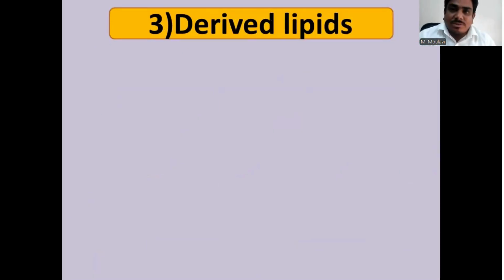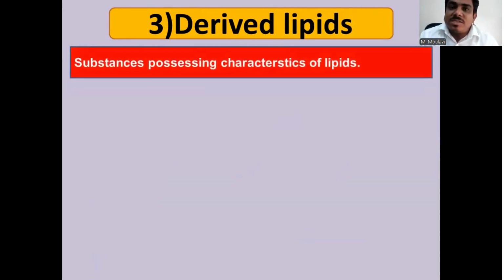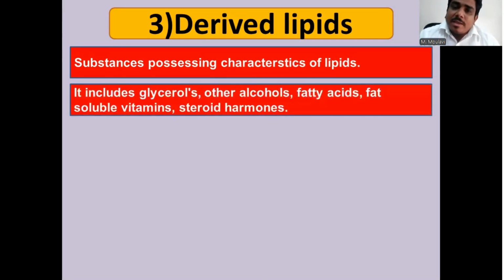First are the derived lipids. Derived lipids are derived from the simple lipids or the complex lipids by the reaction of hydrolysis. The byproducts of simple and complex lipids after hydrolysis show similar characteristics to lipids, so they are included in the lipids. So the derived lipids are substances possessing the characteristics of lipids. Their examples are glycerol, alcohols, fatty acids, fat soluble vitamins, steroid hormones, and others.